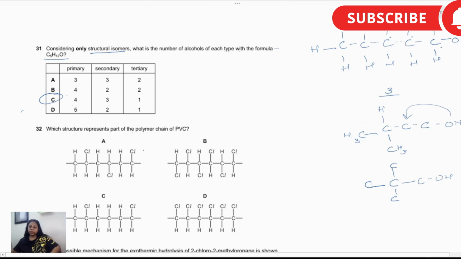Let's start with the next one, 32. Which structure represents part of the polymer chain of PVC? PVC is polyvinyl chloride. Vinyl is the word we use for ethene, meaning a double bond, and a chloride is present. So it would be C, Cl, H, H and H. Now the electrons of this double bond or pi bond would be shared over here and here to convert it into a polymer. So what can be the correct representation?